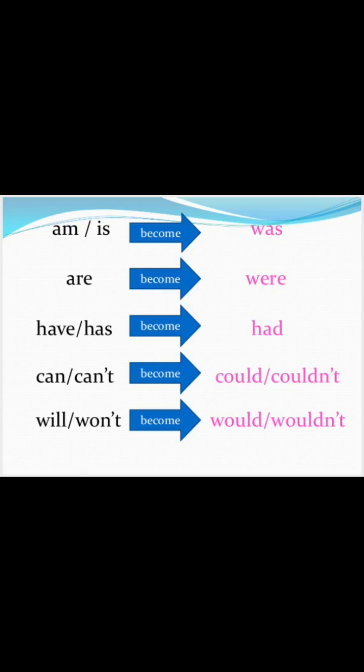If there is can or can't in a direct speech, then it is to be converted into could or couldn't in the indirect speech. And if there is will or won't in a direct speech, then it is to be converted into would or wouldn't in the indirect speech. That means all the verbs have to be converted into their past forms while converting the statement into indirect speech.